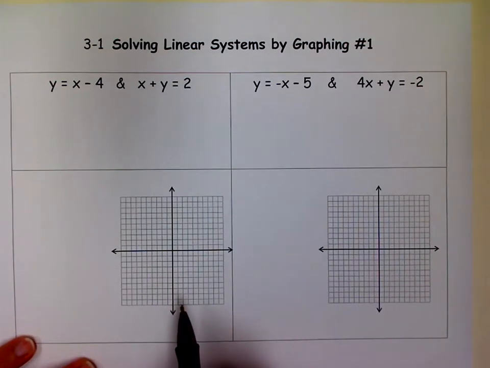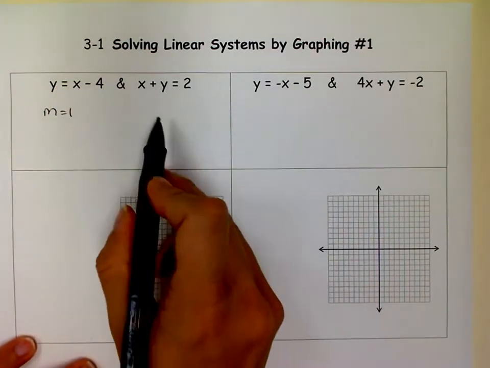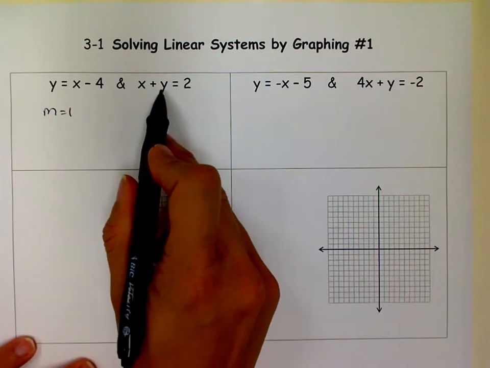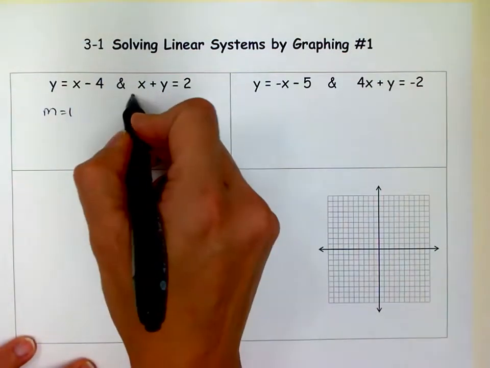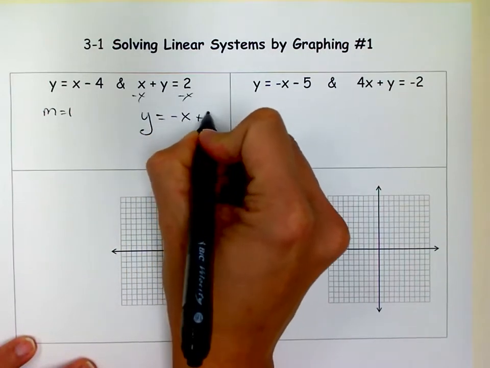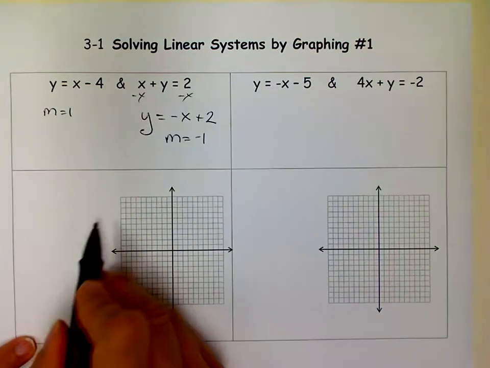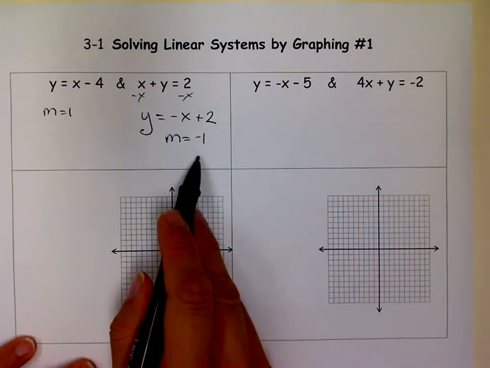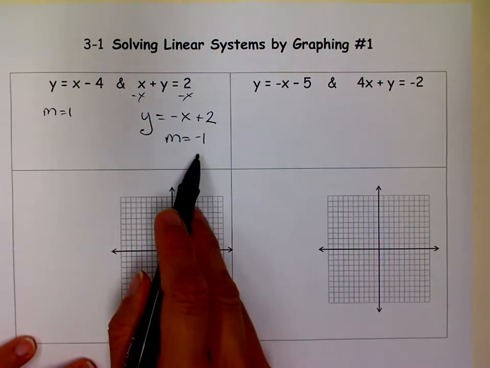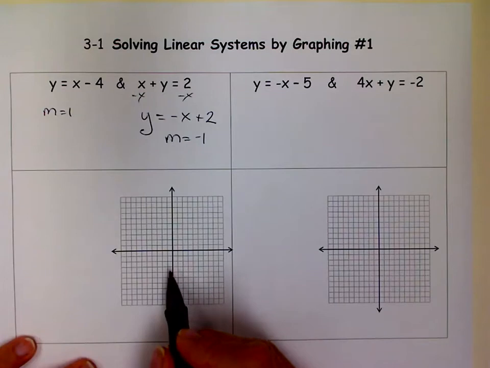The easiest way to graph a line is to get it into slope-intercept form, which means you have y alone. You might remember y equals mx plus b. This one has y alone, so I know my slope is 1. This one doesn't have y alone, so I subtract x from both sides, and I get y equals negative x plus 2. The slope here is negative 1. So right away, I know my slopes are different, so it's going to have one solution, and it's called consistent and independent.